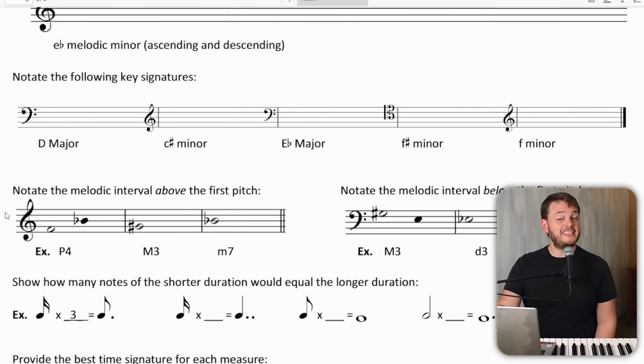Okay, we're not leaving keys yet. Up next, I want you to name some keys. They're going to tell you the key. You have to write out the key signature. This is pretty standard stuff. I feel like they drill a lot in high school music theory, then especially in college, which is good.